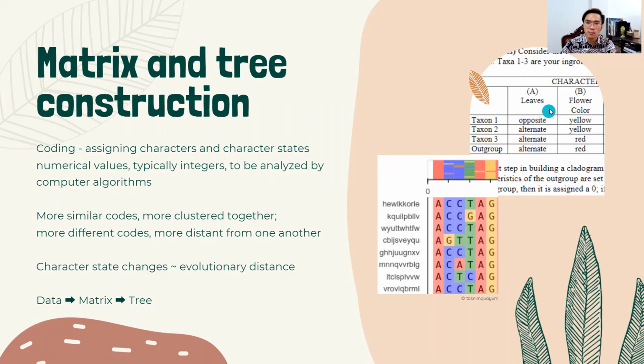For example, in this case, we have three taxa and then an outgroup. We probably have more characters, but here only two characters are shown, leaves and flower color. For taxon A, the character here in particular would be leaf phyllotaxy, meaning the leaf arrangement along the stem. For taxon 1, we assign, for example, opposite. If the leaves are opposite, then we put opposite in this cell. For taxa 2 and 3, we see that the leaves are alternate along the stem, so we put alternate in that cell. Same is true for the flower color.